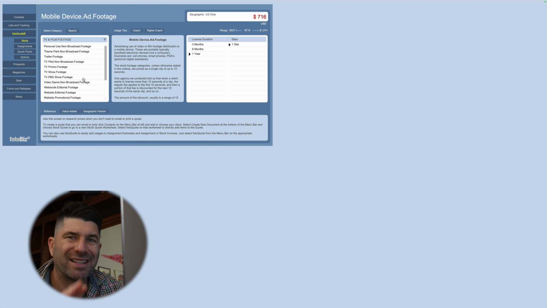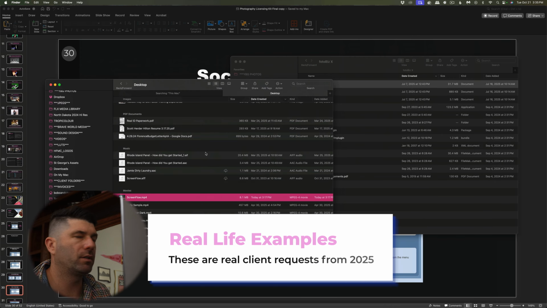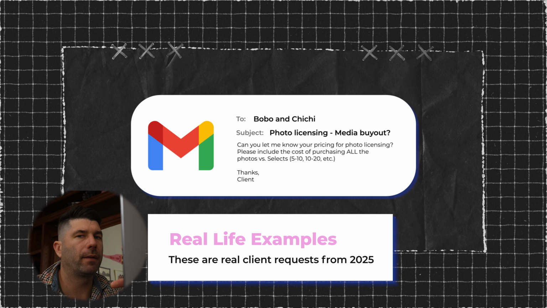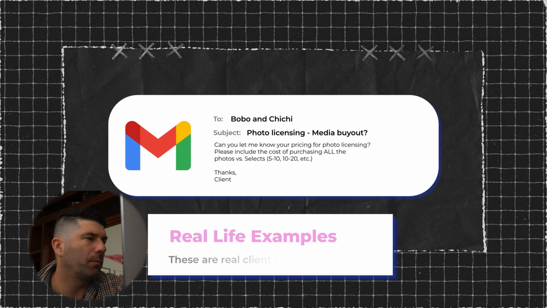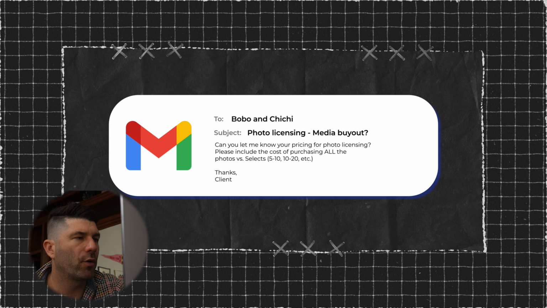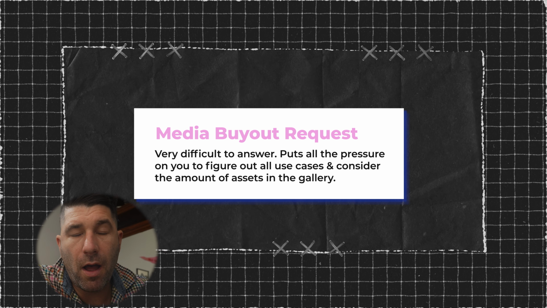Okay, so let's take a look at some very specific examples. I think I pulled them up on my computer. Here's an email that we got from a client. Email says, can you let me know your pricing for photo licensing? Please include the cost of purchasing all the photos versus selects. Thank you.